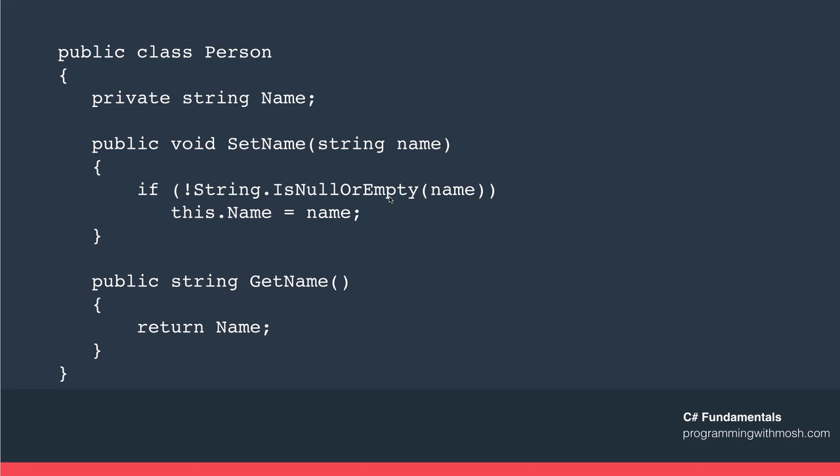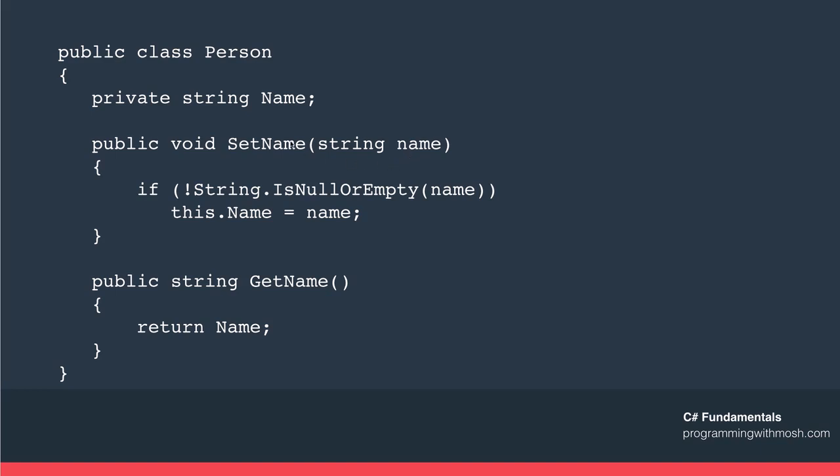With Pascal case, the first letter of every word should be uppercase, like the person here, or name, or set name. Note that the first letter of every word is uppercase. With camel case, the first letter of only the first word is going to be lowercase, but the first letter of every word after that is going to be uppercase. An example of camel case is the name parameter here. So the first letter is lowercase.